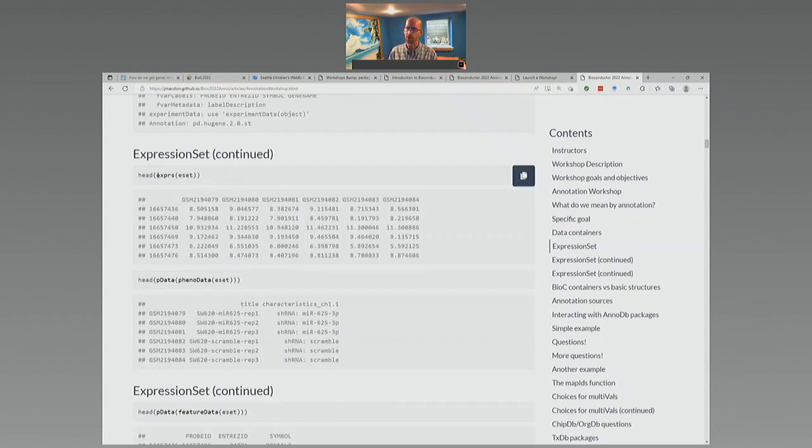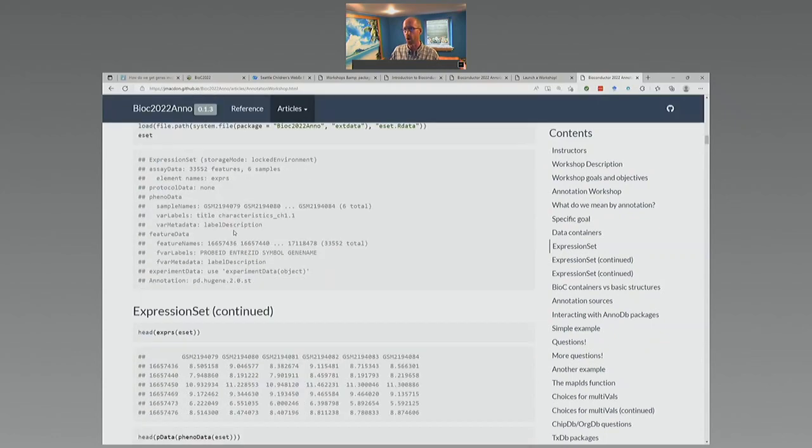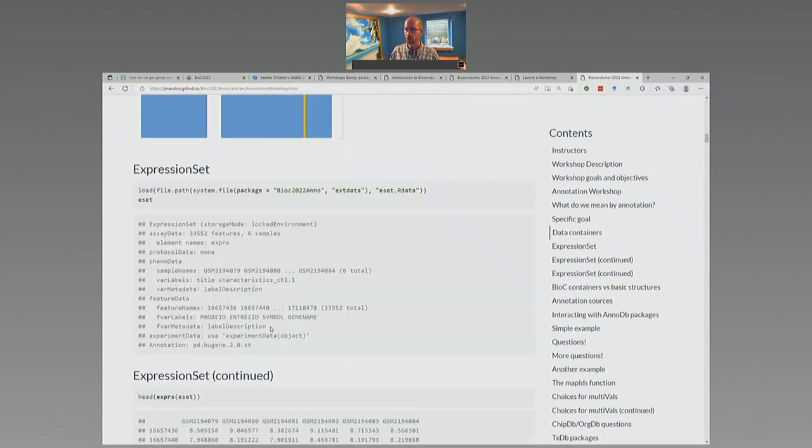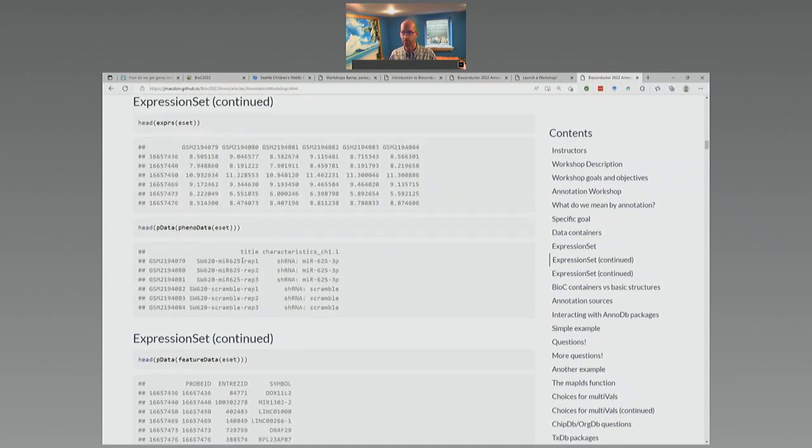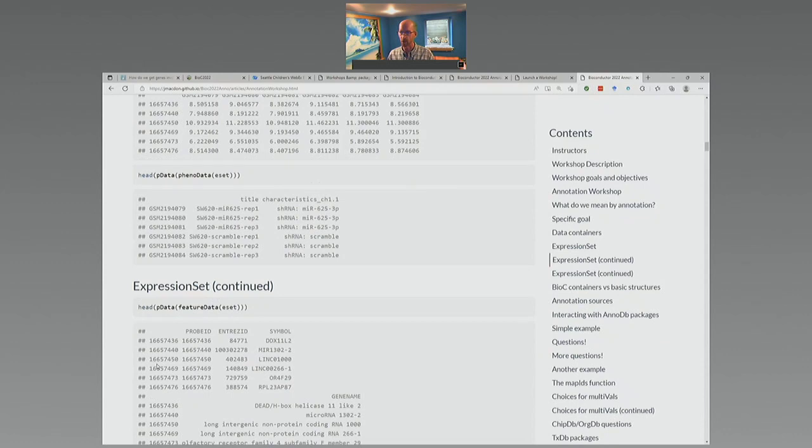We can use the exprs accessor, and we'll get out the raw data, which is this chunk right here. So we can get the actual data. These are the values for each one of the genes that we measured, and the genes are in rows and samples are in columns. The pheno data tells us things about the samples. So we know that these were treated with these silencing RNAs and these are with scrambles. So we know what the two groups are that we compared.